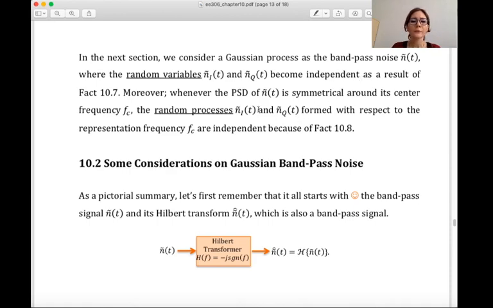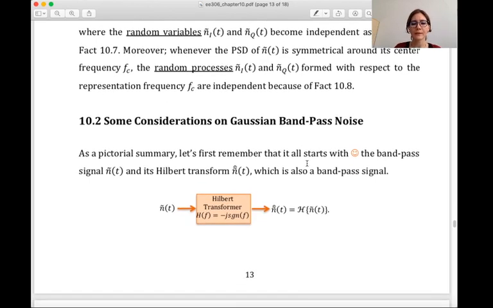And similarly, if you assume the power spectral density to be symmetric around the center frequency Fc, then the cross power spectral density of Ni and Nq will vanish. Then these random processes are uncorrelated. But if they're also Gaussian, uncorrelatedness plus the Gaussian assumption gives that these random processes are independent. So assuming the bandpass noise process to be Gaussian simplifies the whole picture quite a bit. We'll go through all of these things in detail.